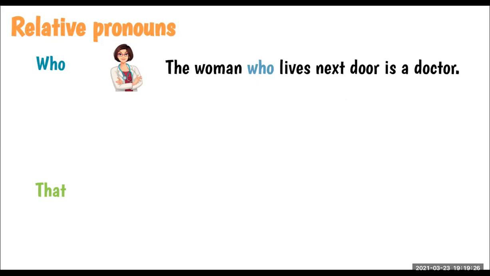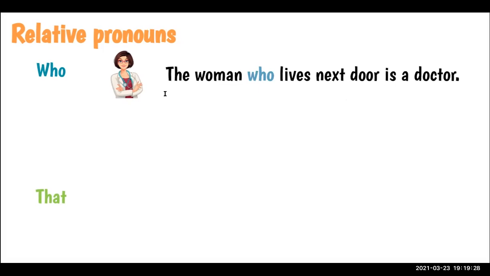For example, the men who live next door are doctors. Okay, as you can see, men is a word in plural, right? It's a plural word. That's why the verb after the relative pronoun is for a plural noun, live. Okay, and here we have the verb in plural too.